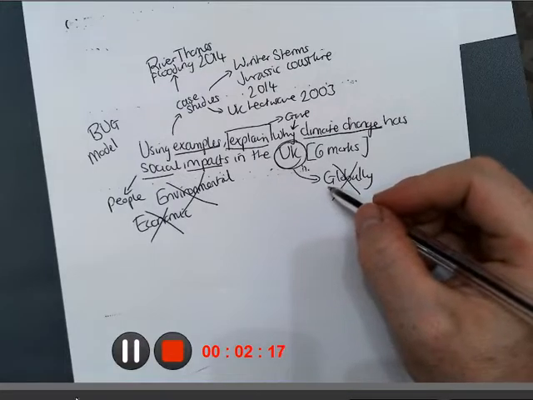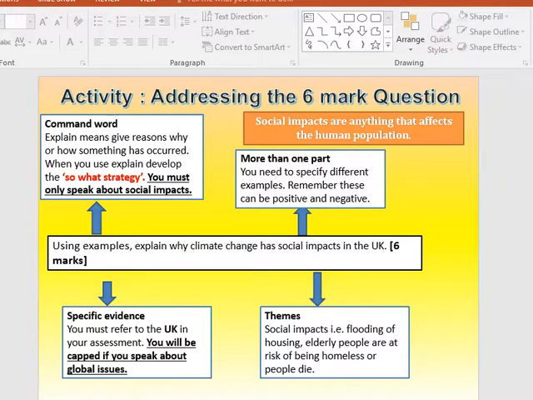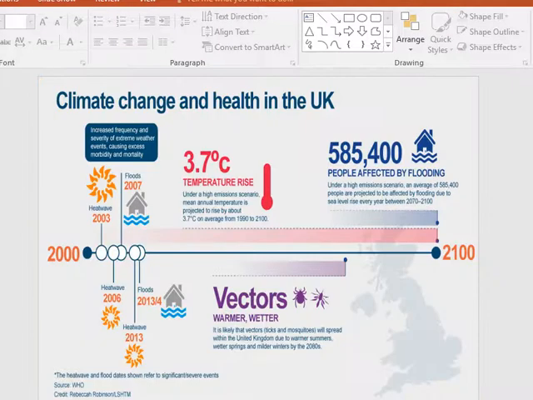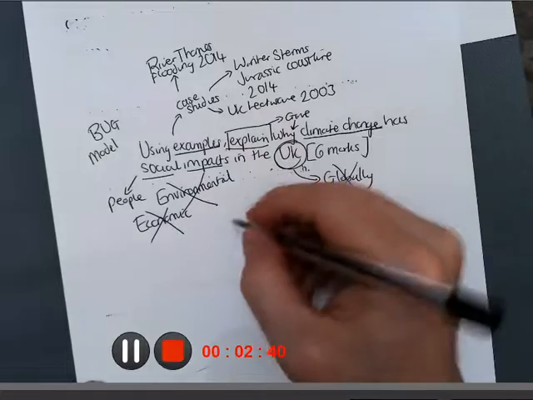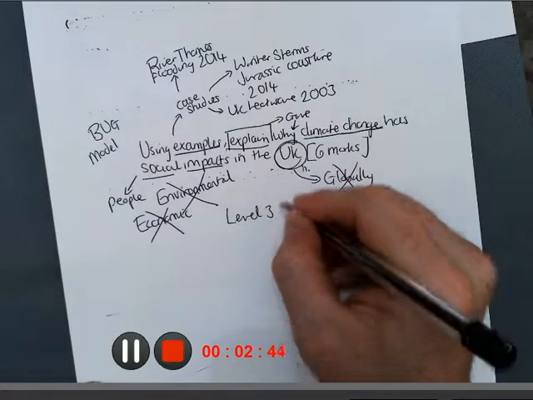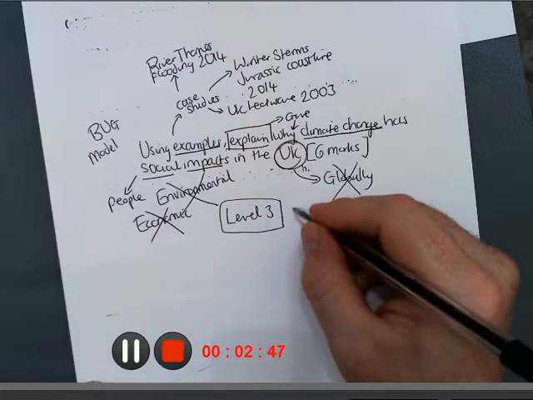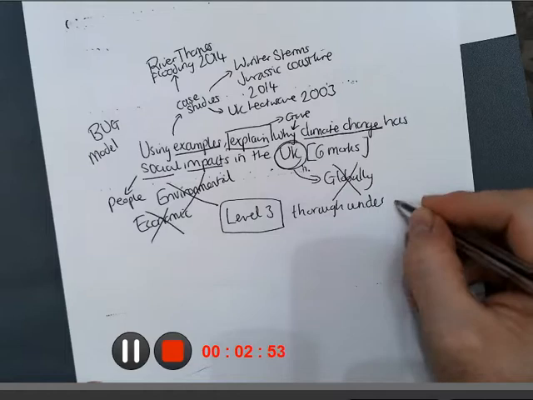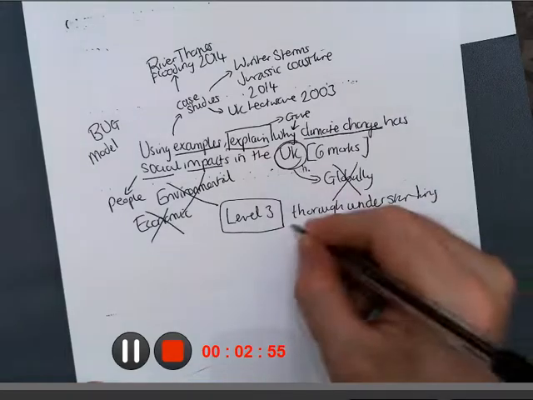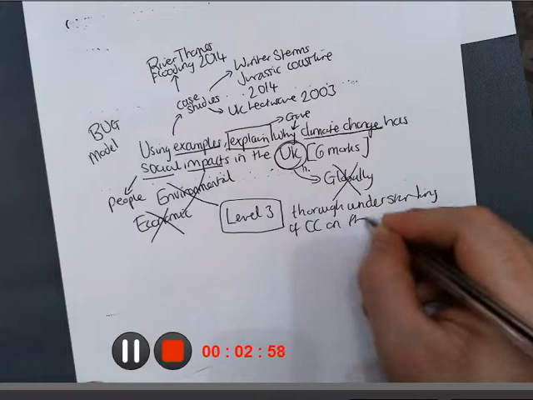I'm going to flash up a slide now that I gave you on showing you how to address the 6-marker question. You need to start using my slides because actually they help by giving you facts, and if you are going to get to a level 3, it's going to want you to see for a level 3, and you can see it in your mark scheme that I've also attached, a thorough understanding of climate change on the UK.